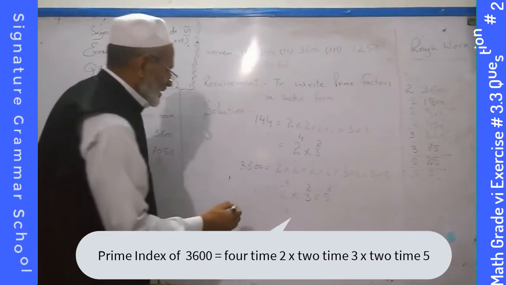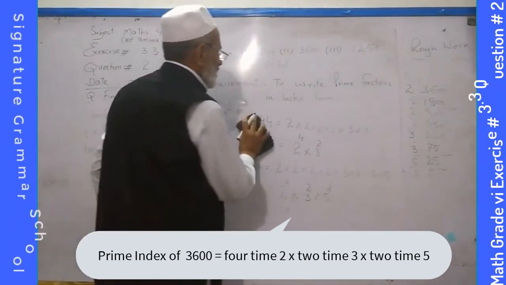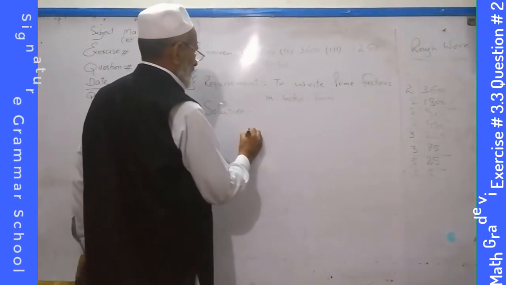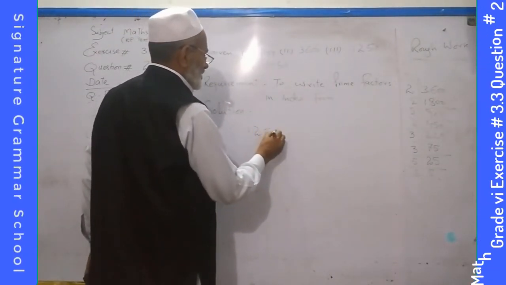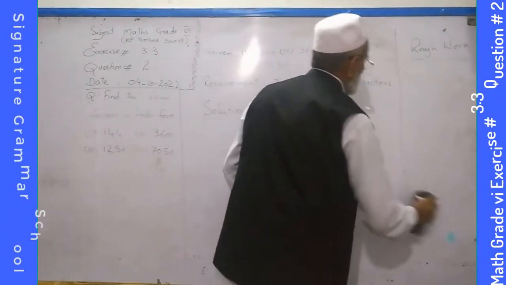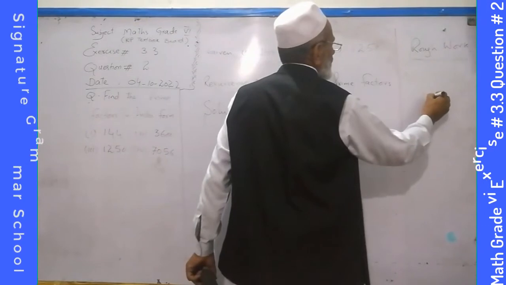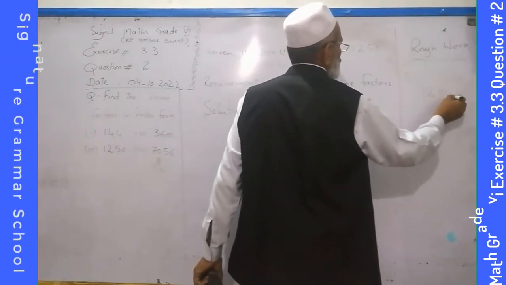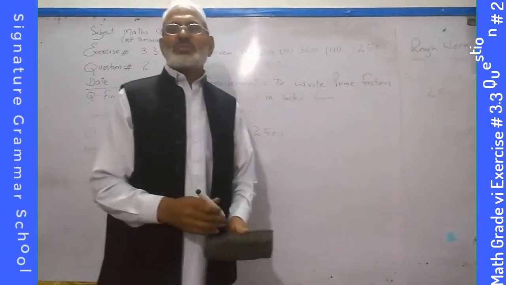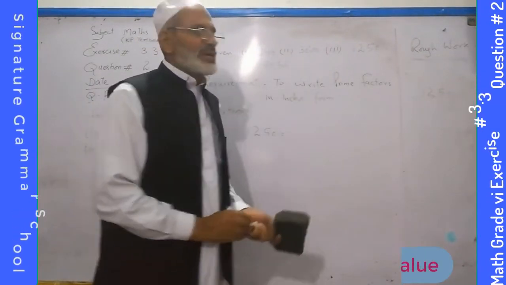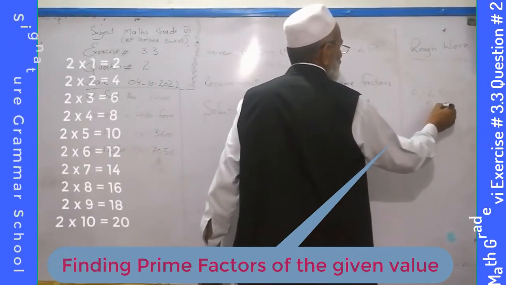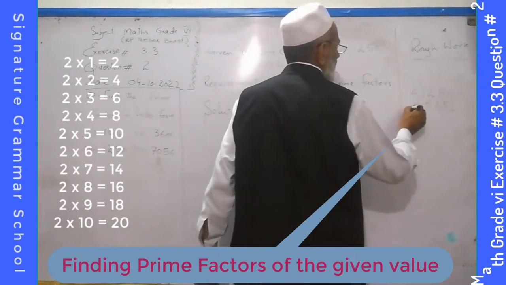Coming toward the other one, let me rub it out. The third one is 1250. I wrote here 1250. I draw 2 lines. In the last 0, therefore it is divisible by 2. So 2, 2 6 are 12, 2 2s are 4, 2 5s are 10.